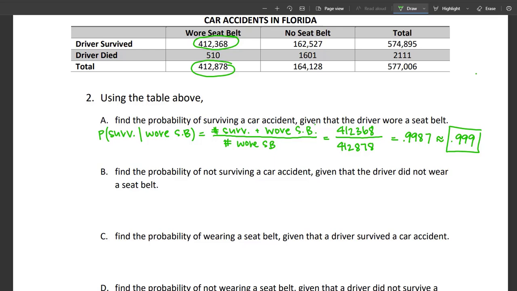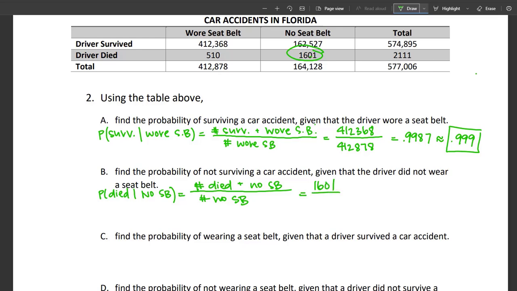Alrighty, on B, we're going to find the probability of not surviving a car accident given that the driver did not wear a seatbelt. So on the top, we have the total number who died and did not wear a seatbelt. So died and no seatbelt, we have 1601. And then the total number of no seatbelts was 164,128, which is 0.0097. We're going to round 0.010, 3 decimal places.